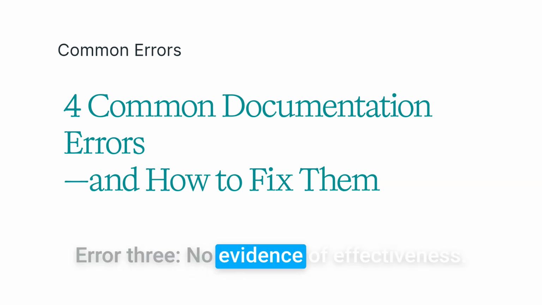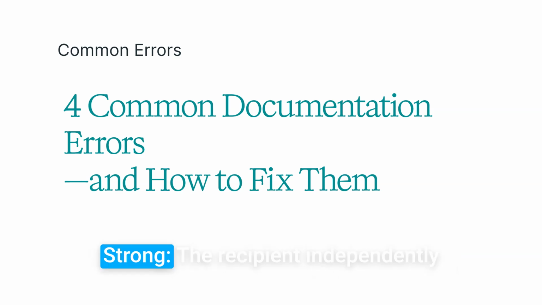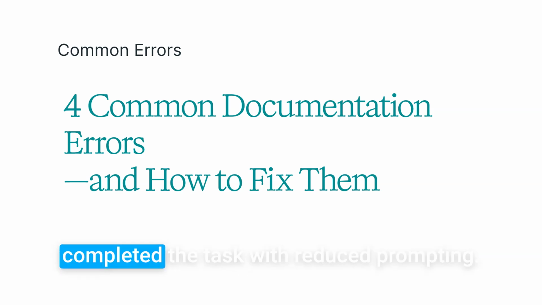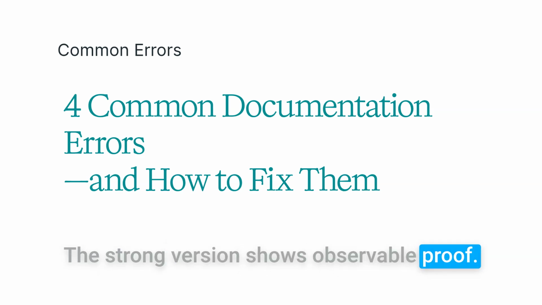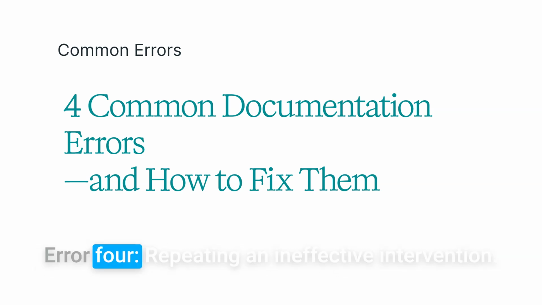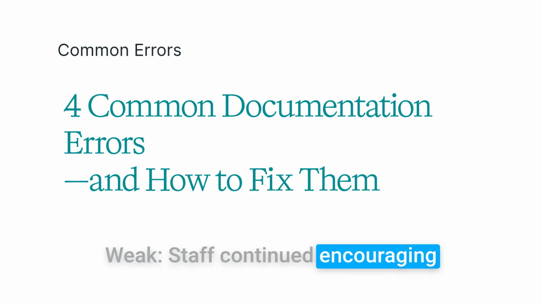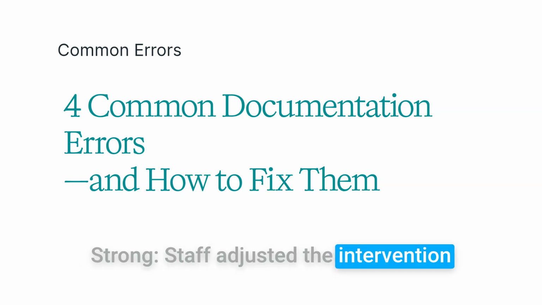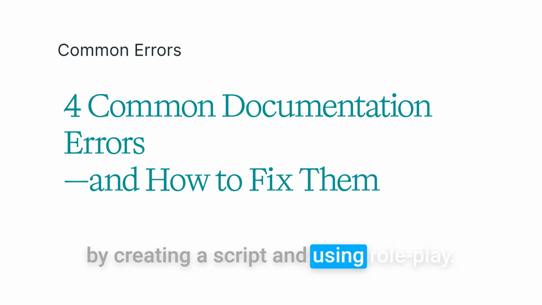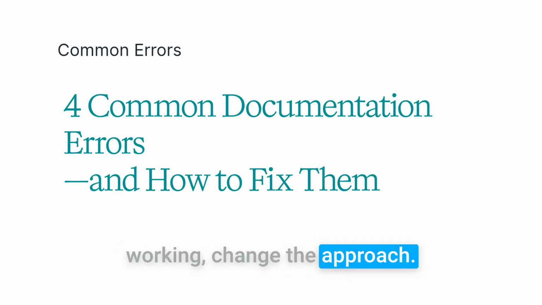Error 3. No evidence of effectiveness. Weak: the intervention was effective. Strong: the recipient independently completed the task with reduced prompting. The strong version shows observable proof. Error 4. Repeating an ineffective intervention. Weak: staff continued encouraging the recipient to make the call. Strong: staff adjusted the intervention by creating a script and using role play. When something is not working, change the approach.